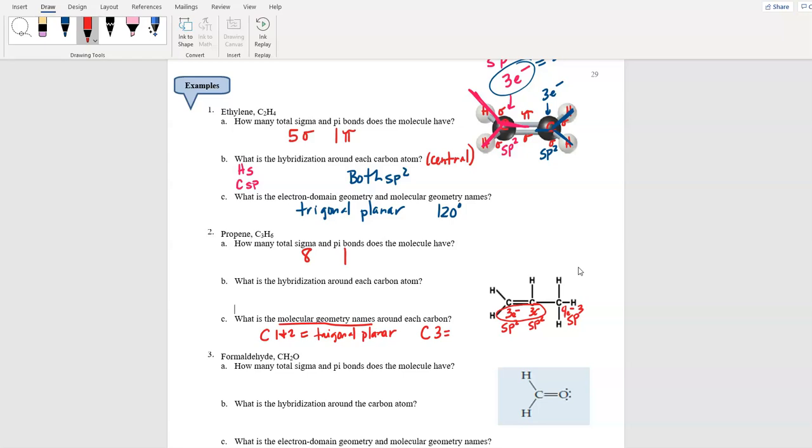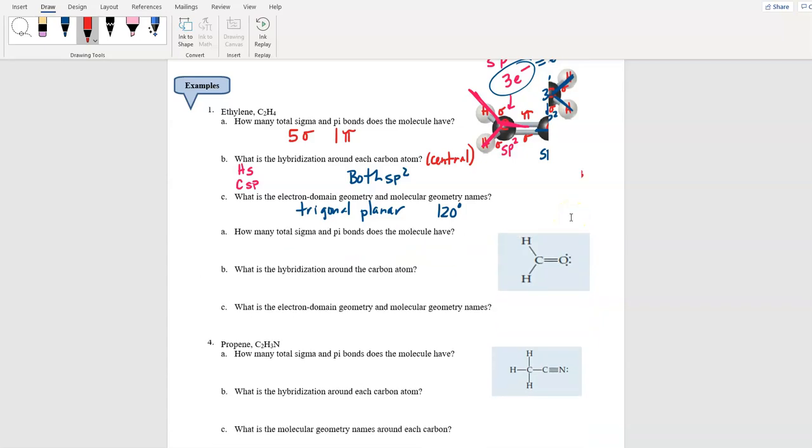Carbon number 3, that one's tetrahedral. Okay, so they would each also have different bond angles. So these 2 would be a bond angle of 120, but tetrahedral would be 109. Okay, that's how easy it is, ladies and gentlemen. Easy peasy. Like I said, don't have to explain.